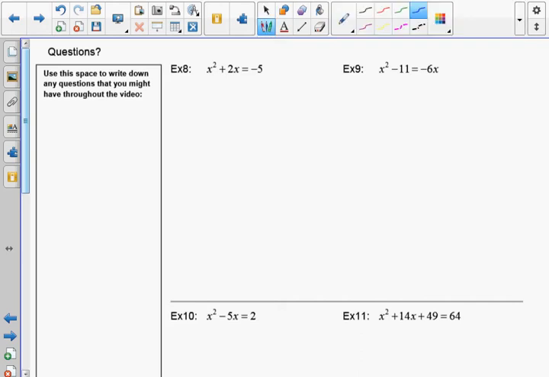This is the second video on the notes on how to solve a quadratic equation by completing the square. As a reminder, you can use the left-hand column to write any questions that you might have throughout the video. So to get started, we're going to look at example 8 here.